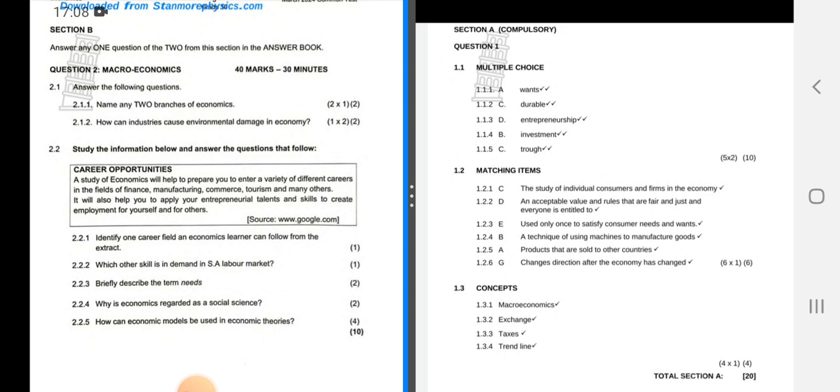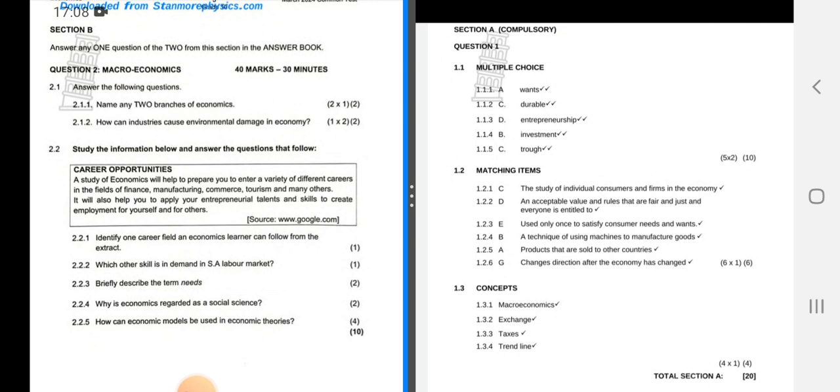It's not an exam, so you'll still be in your classes in comfortable desks. So you just have to choose. Go through the questions. This is macroeconomics, 40 marks, 30 minutes. So you answer the following questions. Name any 2 branches of economics. How can industries cause environmental damage in the country? You just go through the questions, okay? That's what you do when you get the question paper.